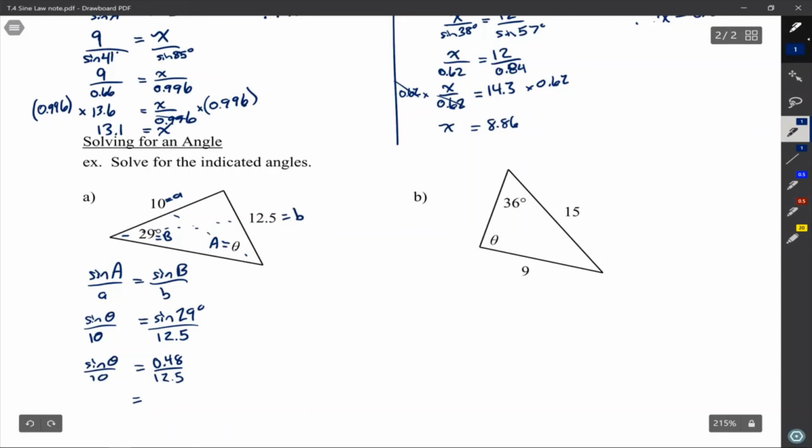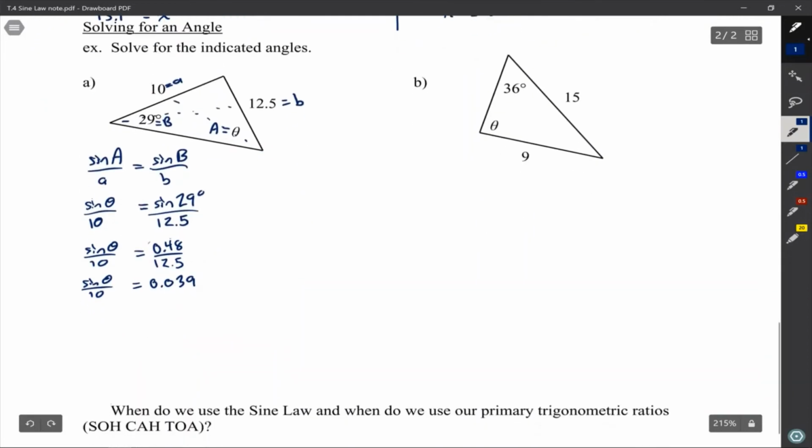And I can actually use my calculator right away again on these numbers here. 0.48 divided by 12.5 equals 0.039, if I round it, and that equals sine theta over 10. Perfect. Now, my goal is to isolate for theta.